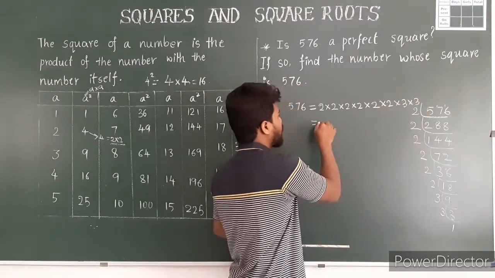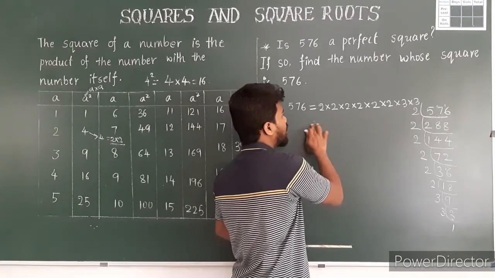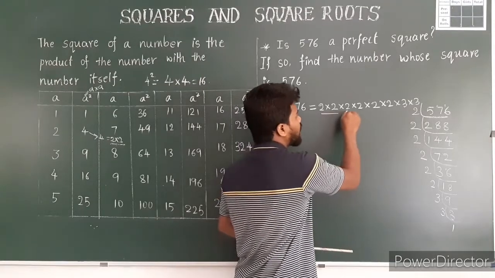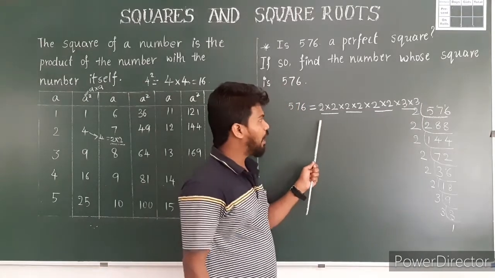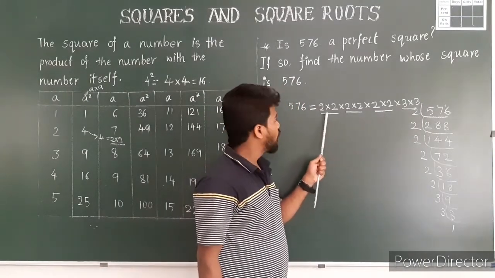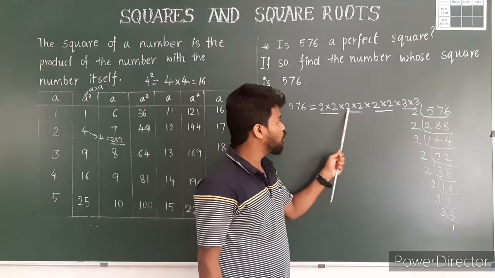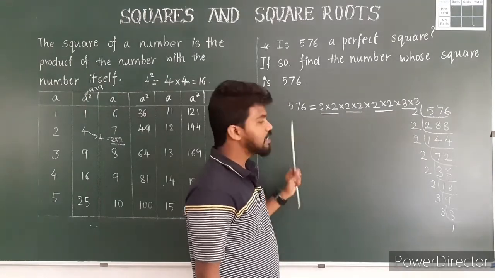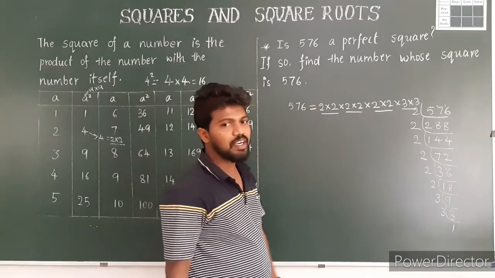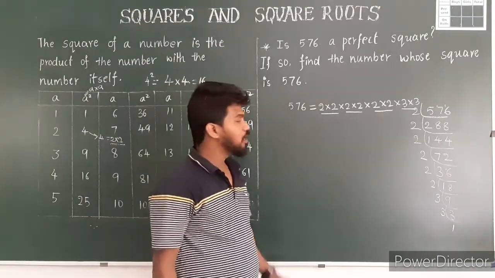Clear? So you write it, make it a pair. So you have 4 pairs. One is 2 into 2, one more is 2 into 2, 2 into 2 and 3 into 3. So therefore, it is a perfect square. So 576 is a perfect square.